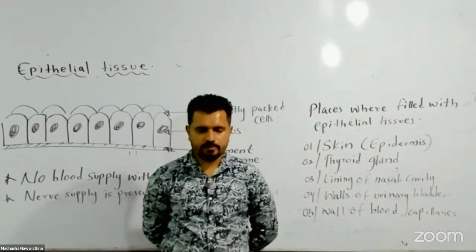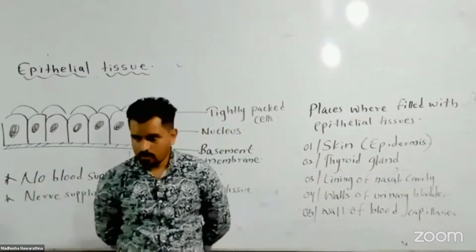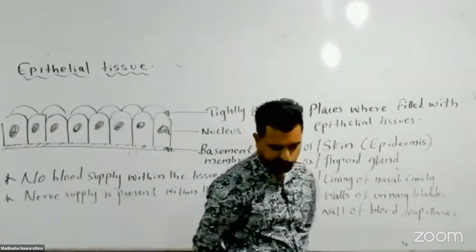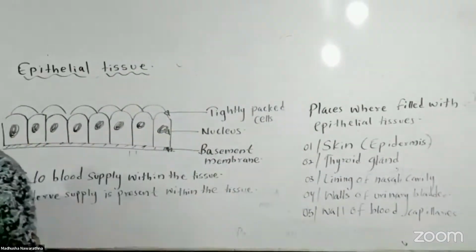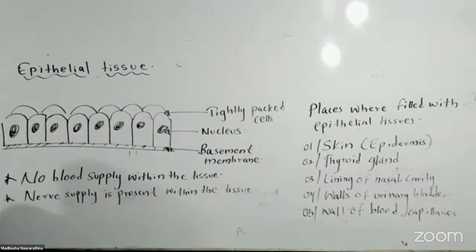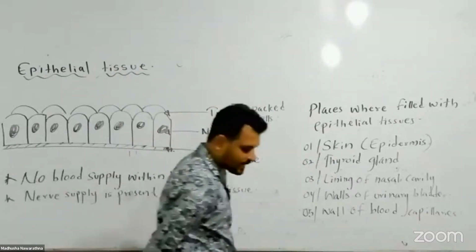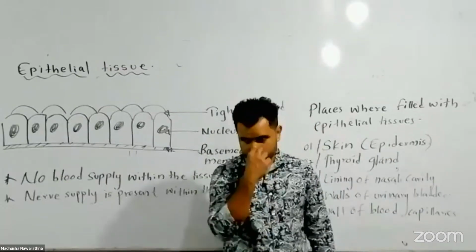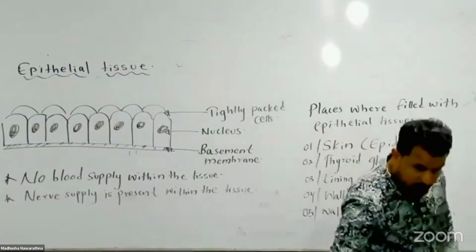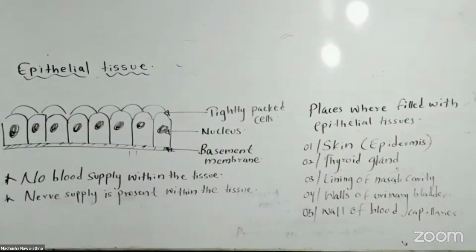Last point. Most connective tissues possess a blood and nerve supply.